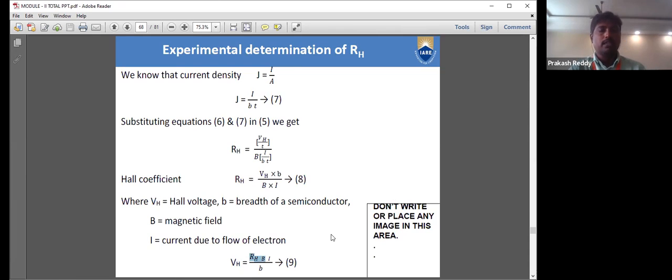Try to remember these equations, because these equations are most important to solve the problems from the module. You know the importance of numericals from each module for your examination purpose. So that's why all of you try to remember the equations we derived in the Hall effect. These equations are used to solve the problems from the module.